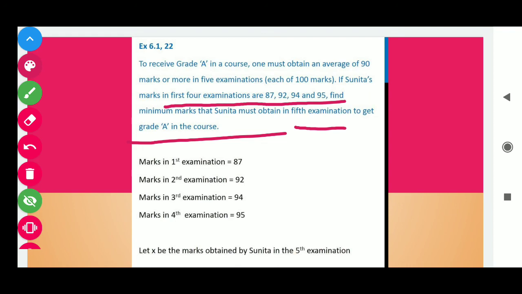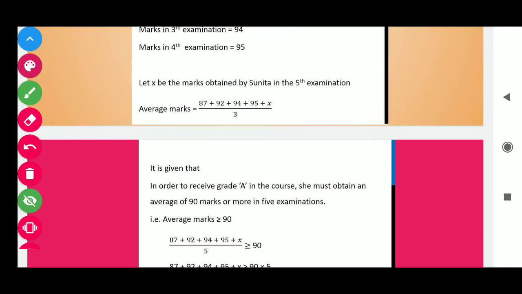The solution is similar. Marks in the first examination 87, and similarly we will write marks in the rest of the examinations. So students, let x be the marks obtained by Sunita in the 5th examination, and here average marks is: add up all the numbers and divide by 5. Here the number is 5. So students, it is given that in order to receive grade A in the course, she must obtain an average of 90 marks or more in 5 examinations. So for that, average marks must be greater than or equal to 90.